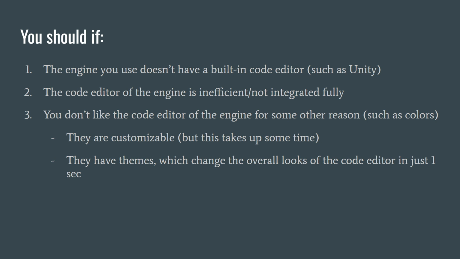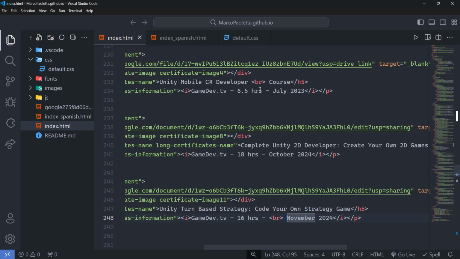But with external code editors, Visual Studio Code has a huge marketplace with hundreds and hundreds or even thousands of extensions with different themes, that literally in just 1 second, by pressing a button, will change completely the theme color. So let me show you this actually.